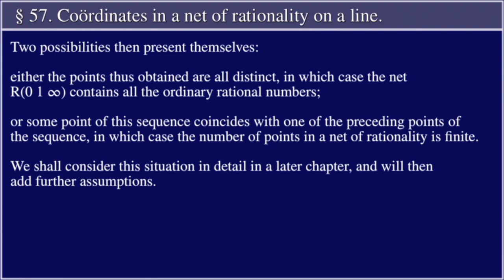Either the points thus obtained are all distinct, in which case the net R(0, 1, infinity) contains all the ordinary rational numbers, or some point of this sequence coincides with one of the preceding points of the sequence, in which case the number of points in a net of rationality is finite. We shall consider this situation in detail in a later chapter, and will then add further assumptions.